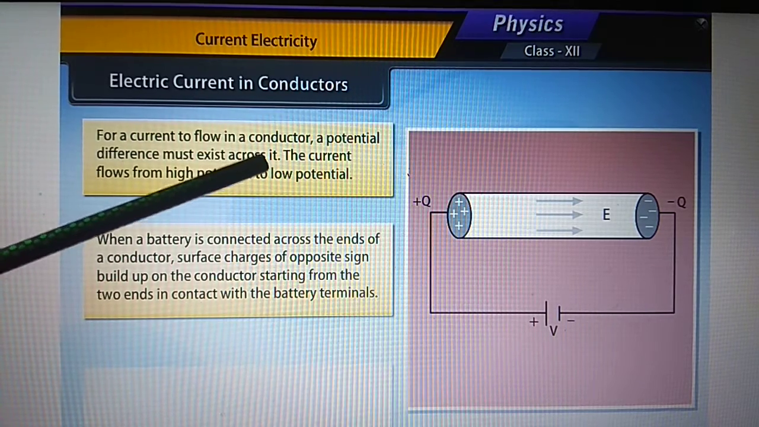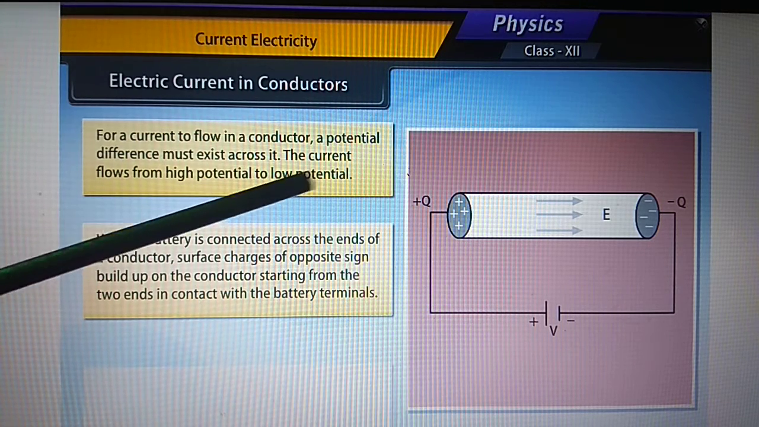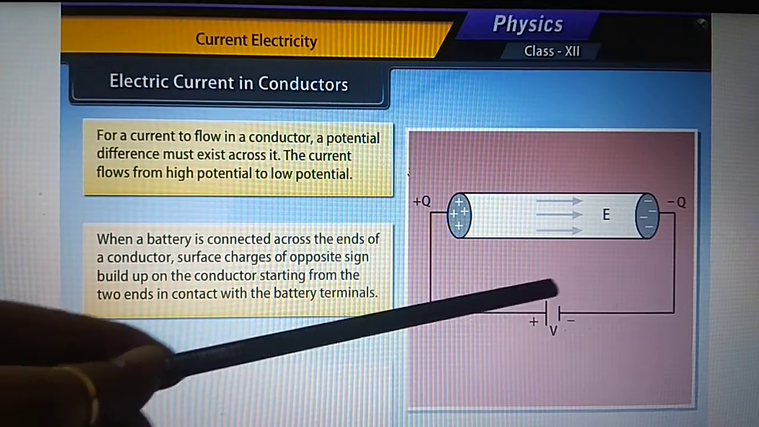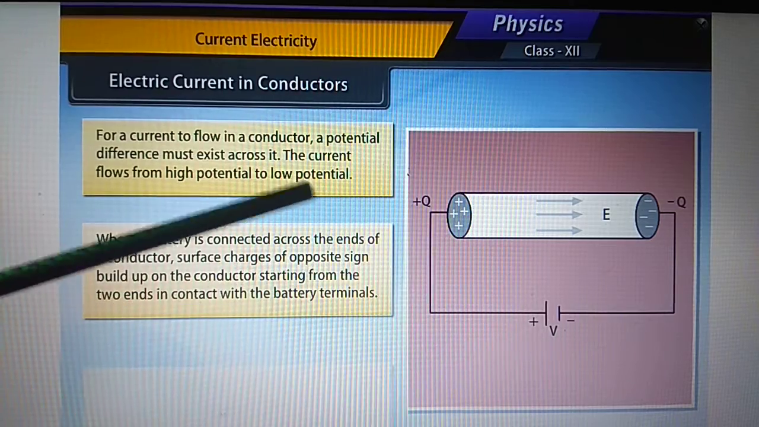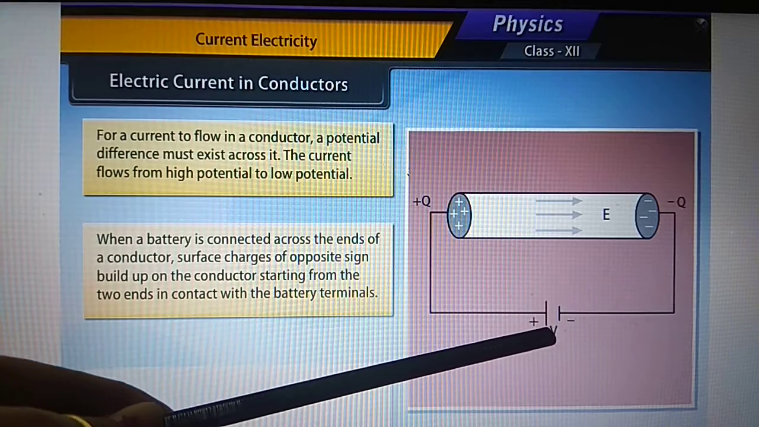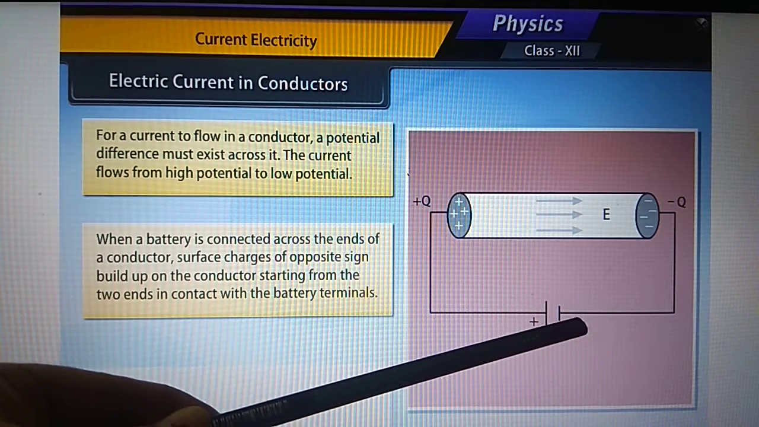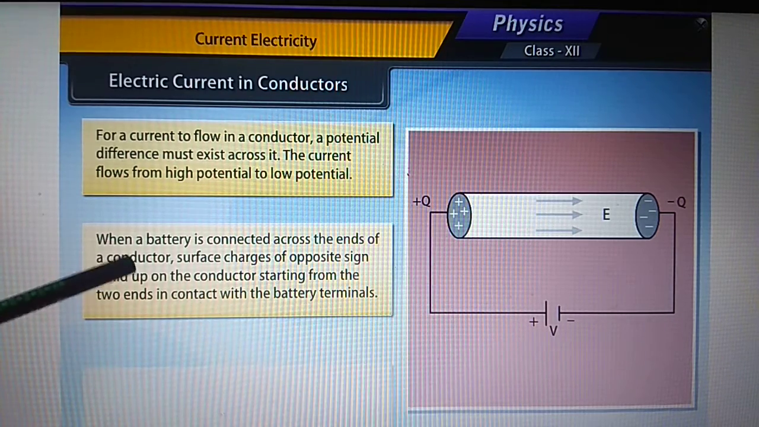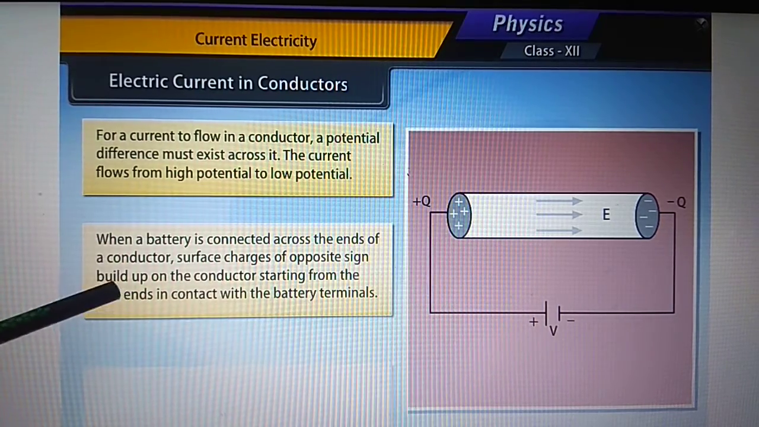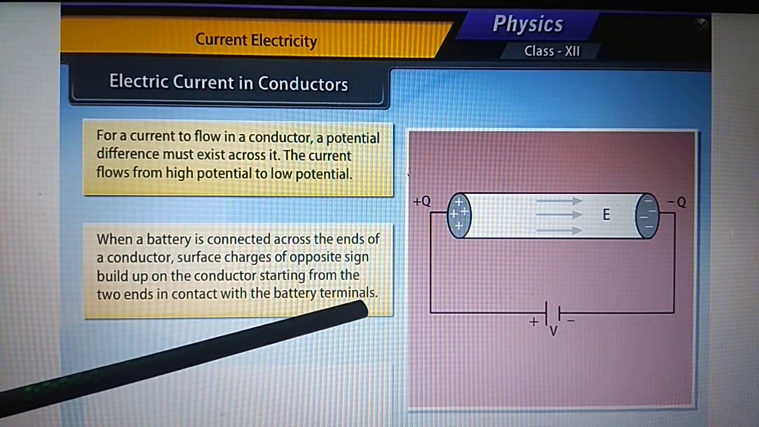So if you want the current to flow, that means you want to move the positive charge. The potential difference must be applied. Potential difference means we have to apply a battery. We must connect a battery. The current flows from high potential to low potential, so if this is a battery, then between its terminals, the positive charge is at high potential and the negative charge is at low potential. When a battery is connected across the ends of a conductor, the surface charges of opposite sign build up on the conductor, starting from the two ends in contact with the battery terminal.